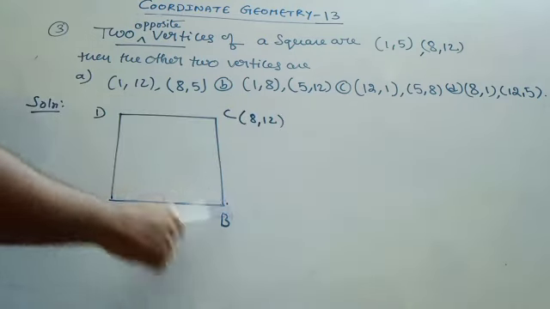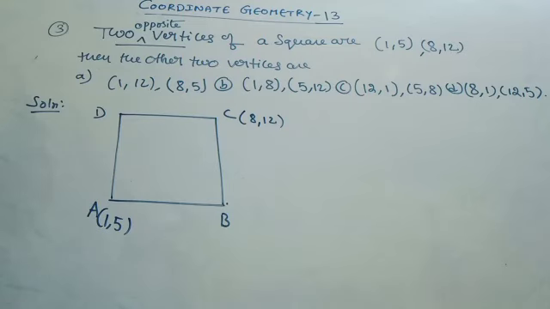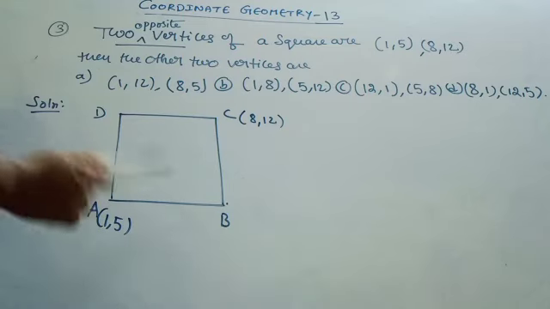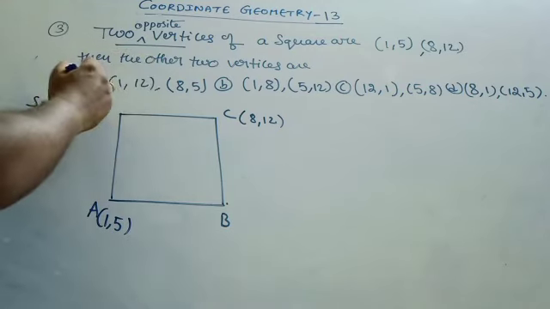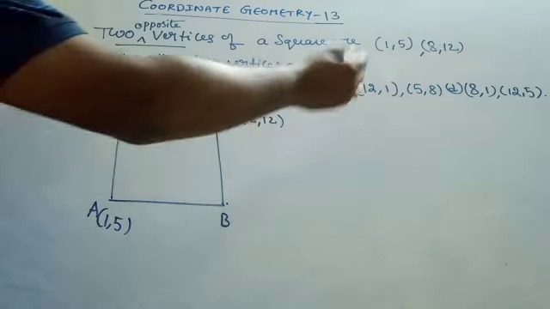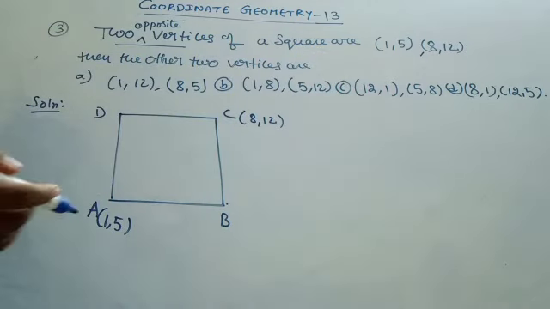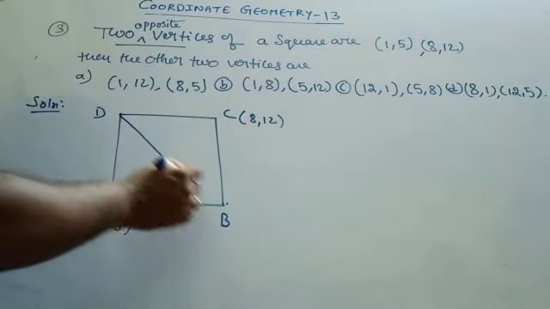Now they are asking to find B and D. A is given, C is given, and they are asking you to find B and D, like this. Right? How will we find? It's very simple, and they have given options: this is option A, this is B, this is C, this is D. Once they have given options, we can easily say in a very simple way.